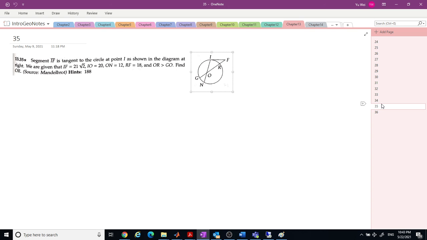Okay, so let's see this problem. The segment IF is tangent to the circle at I. So this is the tangent, okay? As shown in the diagram, and we are given IF is 21 root 2. IO is 20. ON is 12. RF is 18. And OR is greater than OG. We want to find OR, okay?